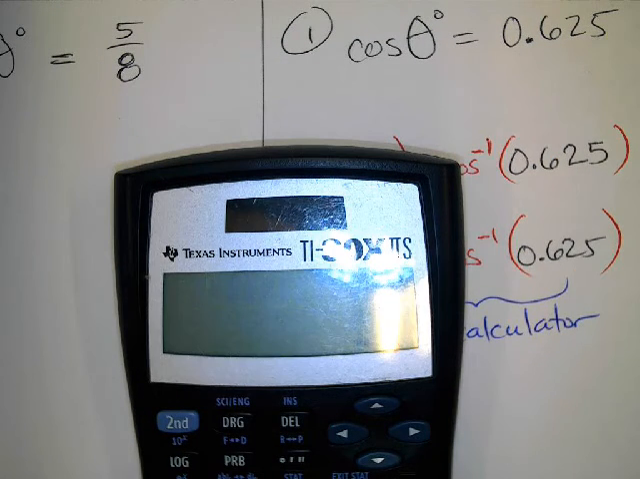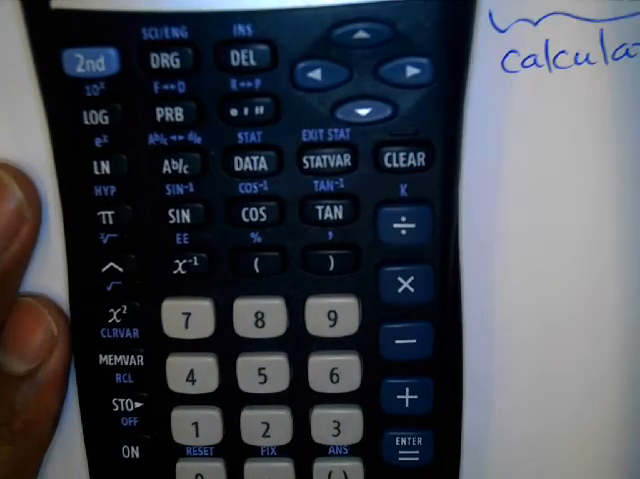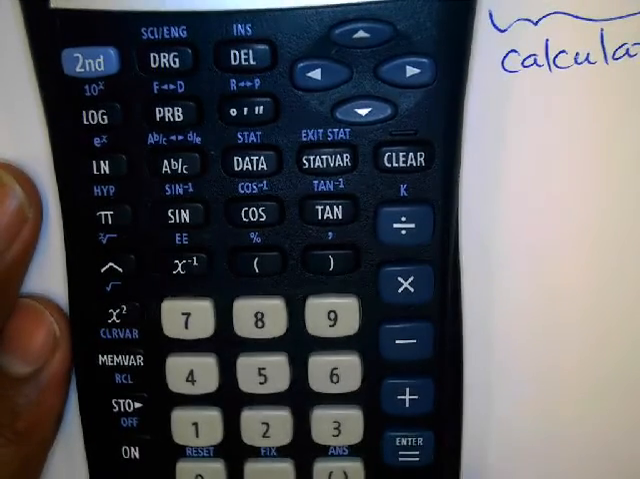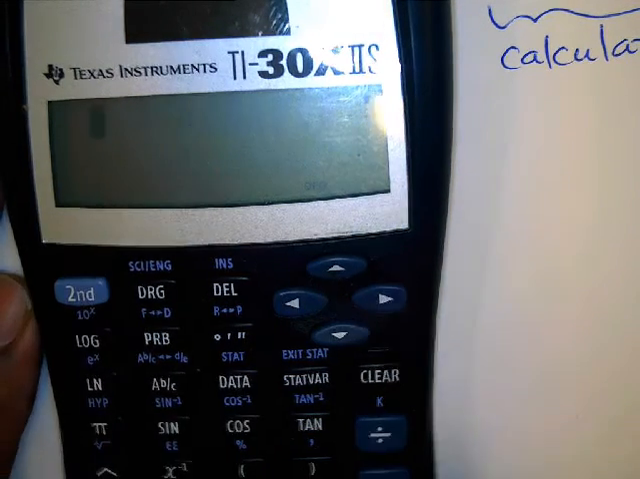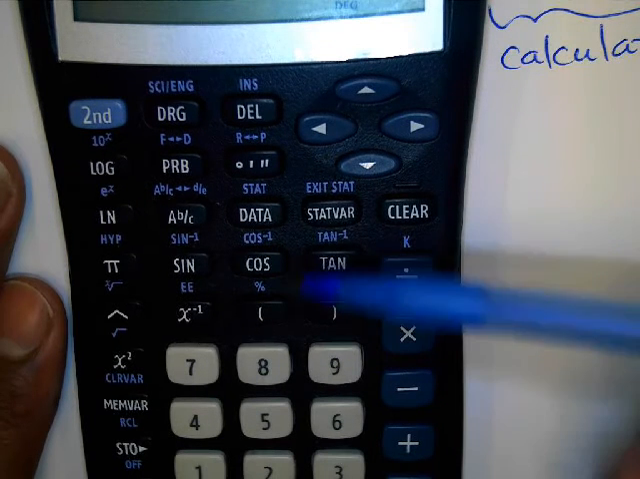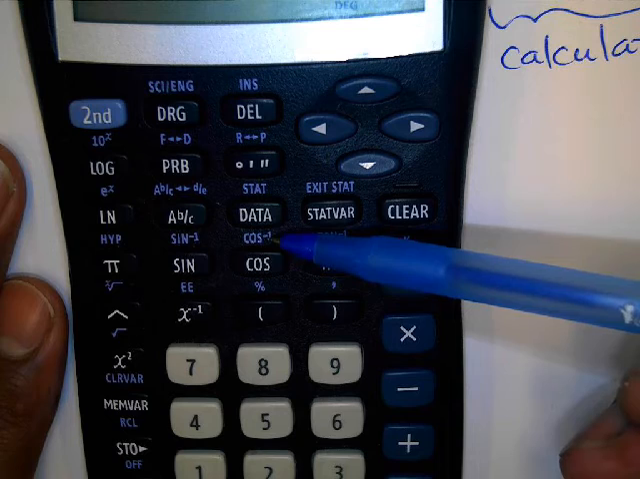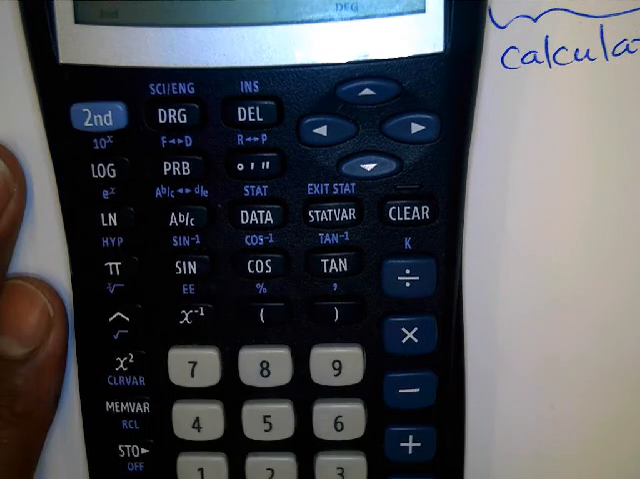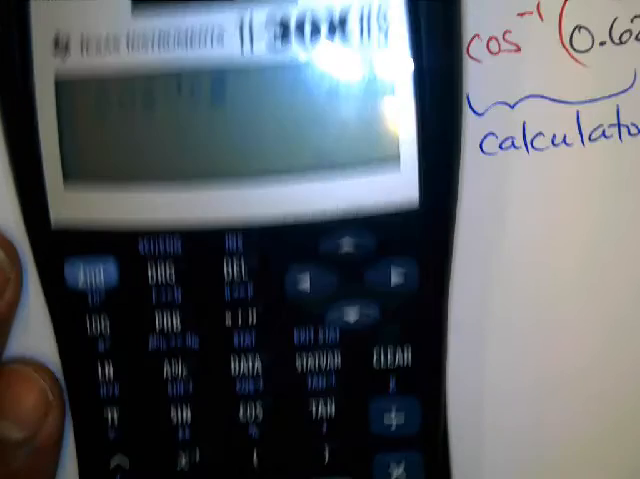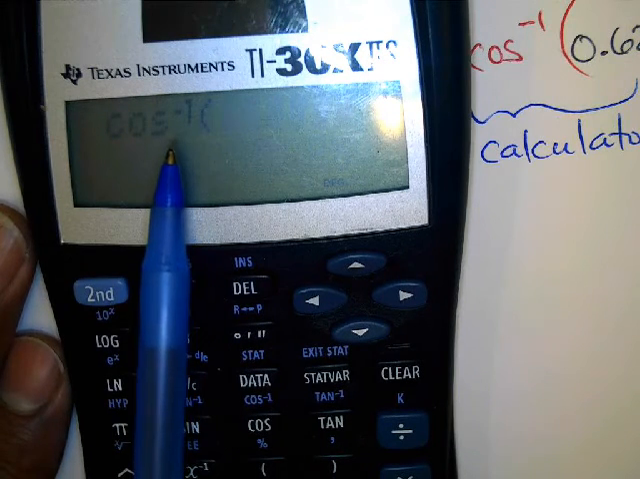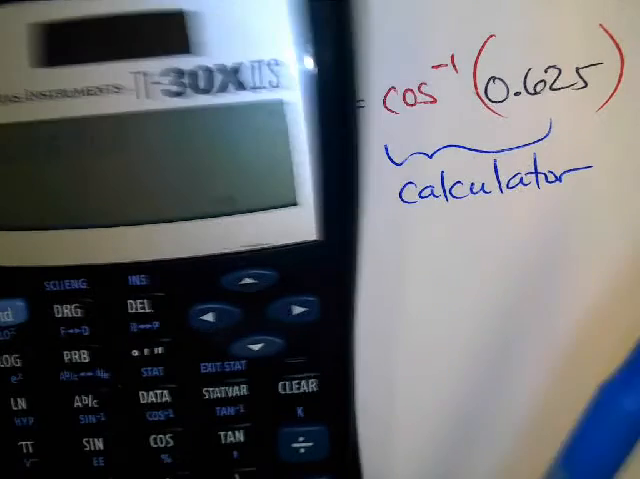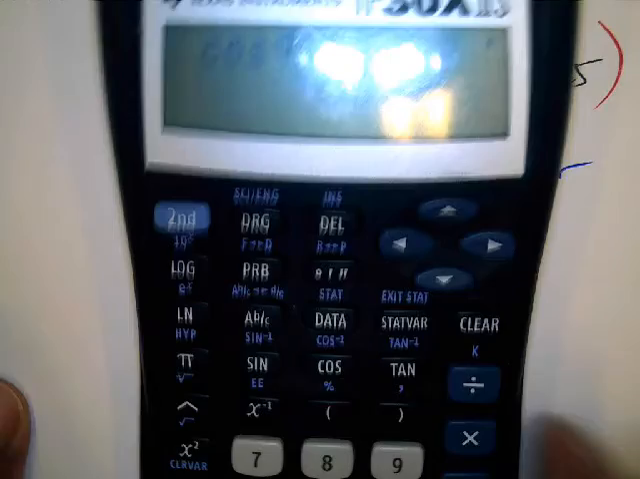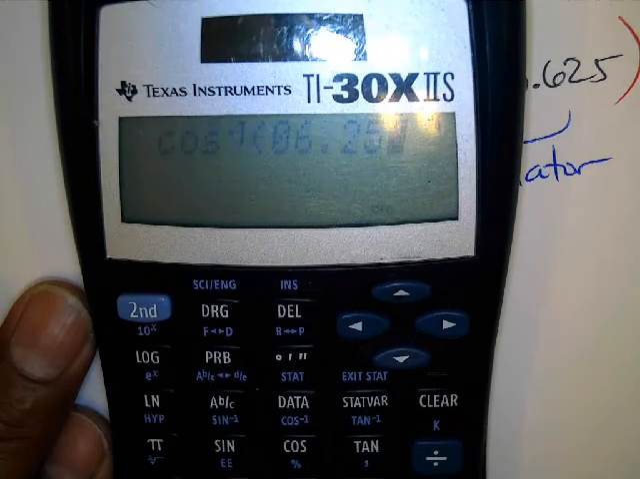How do we activate that inverse again? Well, remember, cosine is the button right here. If I just push this button, it's just going to say cosine. I don't want just cosine, I want the inverse. So to activate this, you have to hit the blue button, and then see, there it is. Now it's cosine inverse right there. And then I punch in 0.625, and then you hit enter.